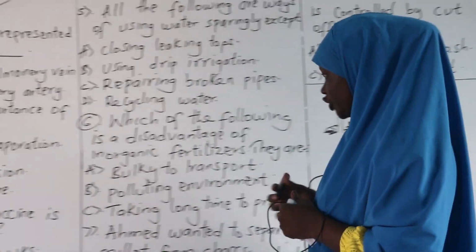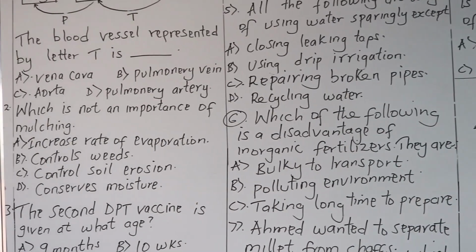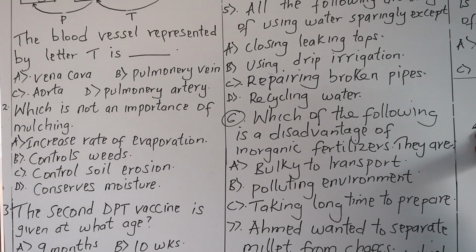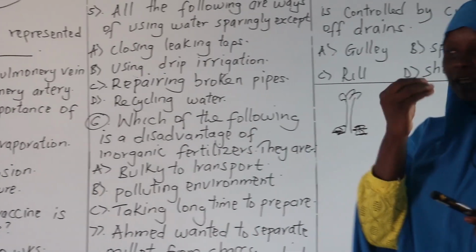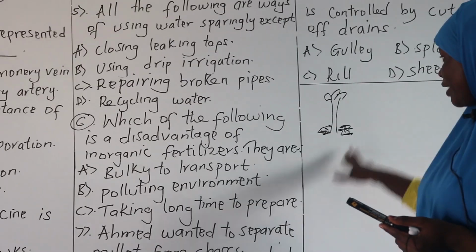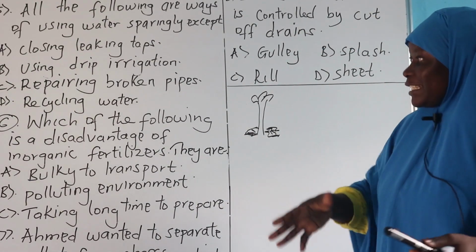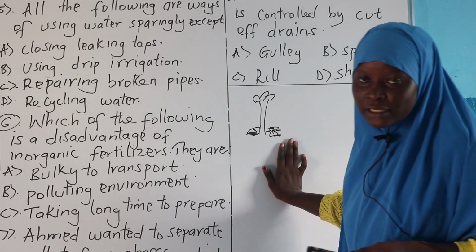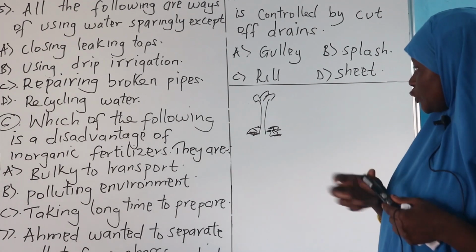Number one, mulching decreases the rate of evaporation. What is evaporation? The process by which soil loses water. So when we cover the top of the soil, less water is lost to the environment through evaporation. So one function is that it decreases evaporation. Number 2, apart from decreasing the rate of evaporation, it also suppresses weeds. It prevents weeds from growing. So we say it controls or suppresses weeds.